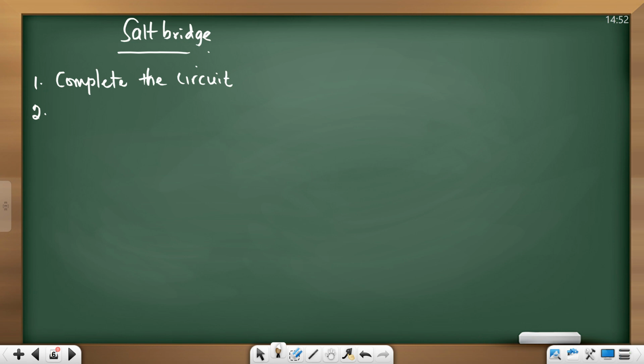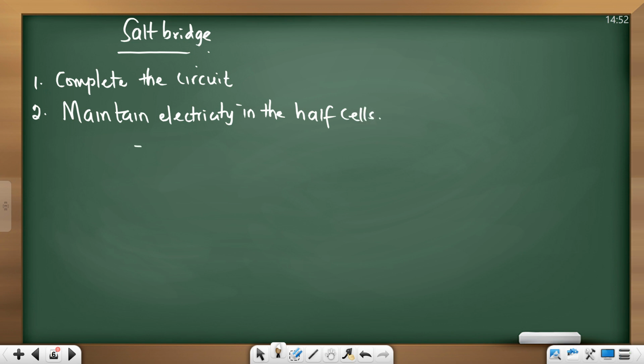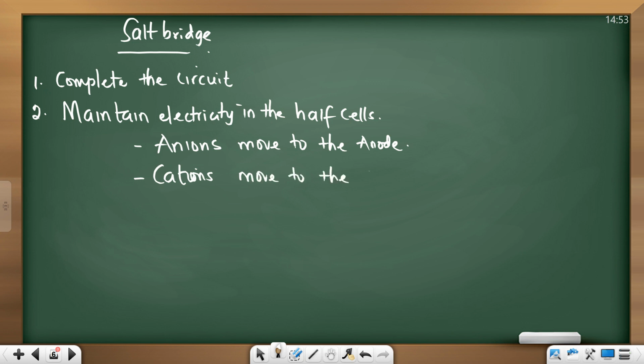All right. Number 2 is to maintain electrical neutrality in the half cells. And how will that happen? Guys, throughout electrochemistry, one thing will always happen. The anions will always move to the anode throughout electrochemistry, and the cations will move to the cathode. I hope you know what cations are.